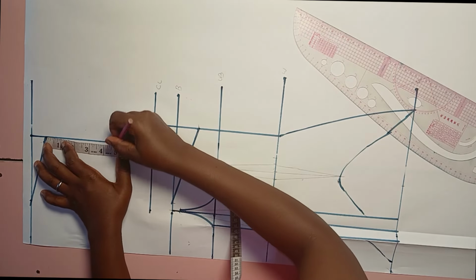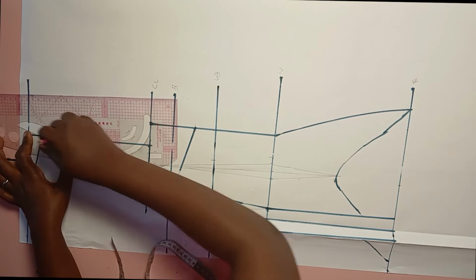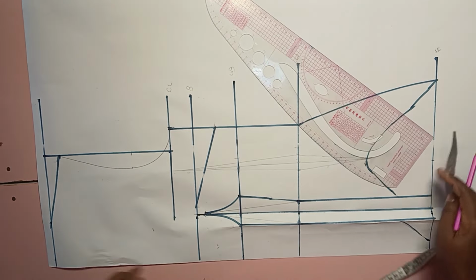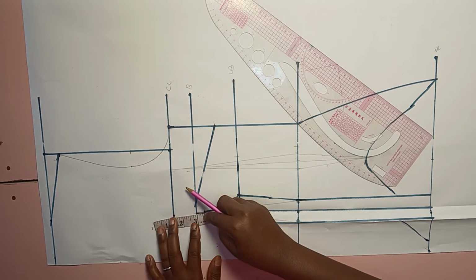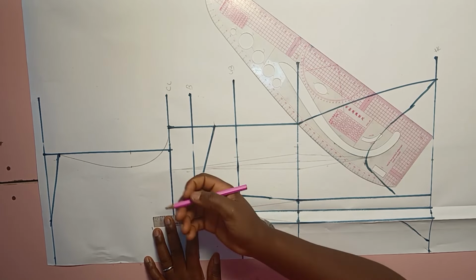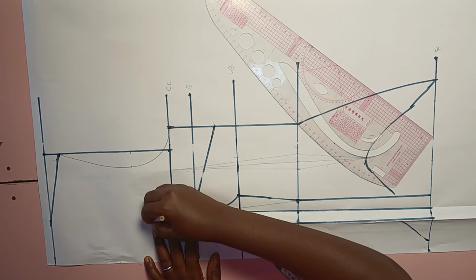Divide it by 2, you step down by 1. So for the neckline now, from this point, this part here, I'm going to be stepping up by 3 inches from my bust point here. So it depends on how open you want it to be. So I'll step up by 3 inches here.